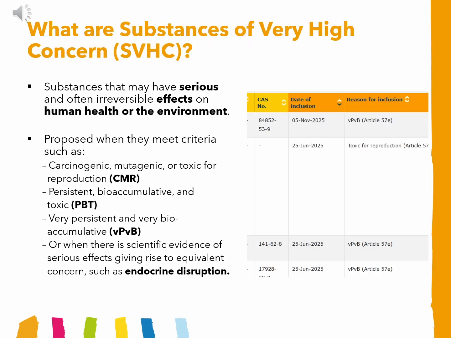Substances of very high concern, or SVHCs, are chemicals that can cause serious and often irreversible effects on human health or the environment. They include substances that are carcinogenic, mutagenic, or toxic to reproduction, persistent, bioaccumulative, or toxic, or those with endocrine disrupting properties. These substances are listed on the EU REACH candidate list and must be disclosed when present in a product above 0.1%.